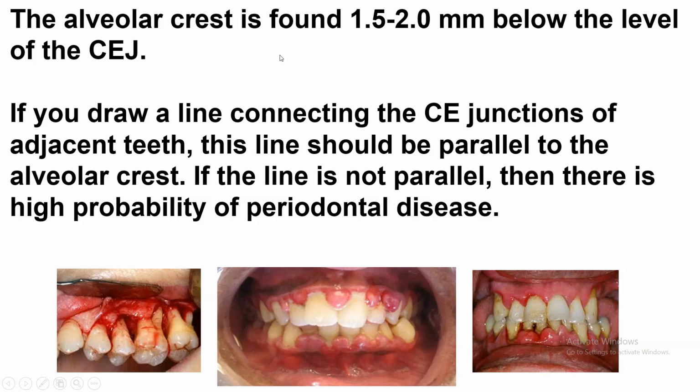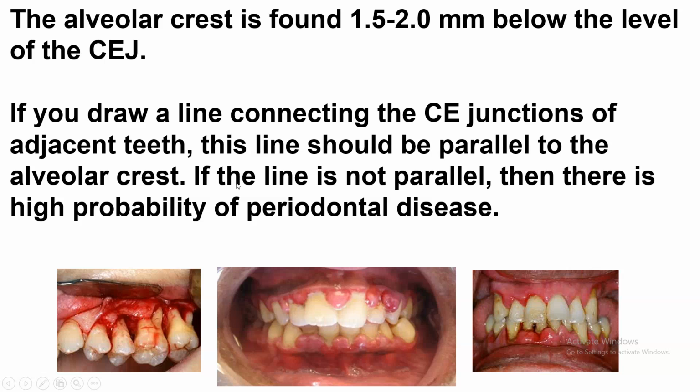Alveolar crest, as I said before, is about 1.5 to 2 mm below the level of the cementoenamel junction. So in healthy bone, this is the distance. If we draw a line connecting the cementoenamel junction of adjacent teeth, from the cementoenamel junction of this tooth to the adjacent one, this line should be parallel with the alveolar crest.